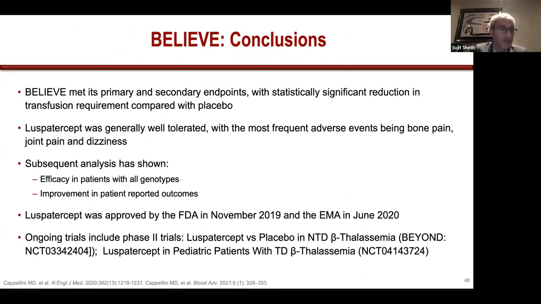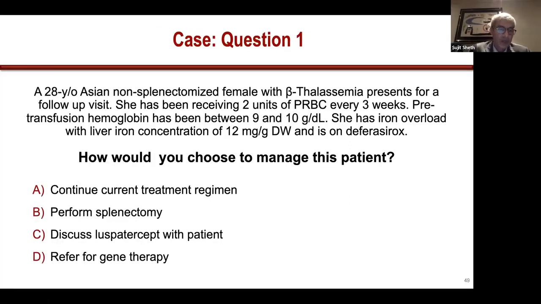So conclusions were that the BELIEVE trial did meet its primary and secondary endpoints with statistically significant reduction in transfusion requirement compared to placebo. It was well tolerated, the most frequent adverse events being bone pain, joint pain, and dizziness. Subsequent analysis has shown that there is efficacy in patients with all genotypes, and there is an improvement in patient-reported outcomes in the responders as well. Luspatercept was therefore approved by the FDA in November of 2019 and the EMA in 2020. Ongoing trials include non-transfusion-dependent patients, which is the BEYOND trial, as well as in pediatric patients with transfusion-dependent thalassemia as well. So let's talk about another case now.